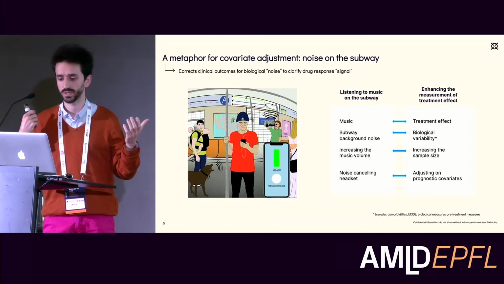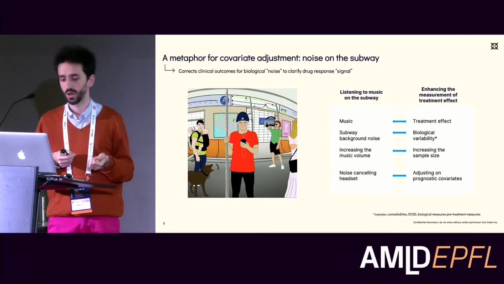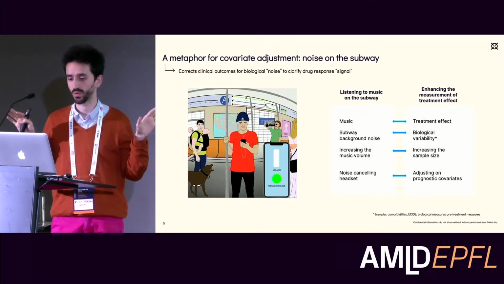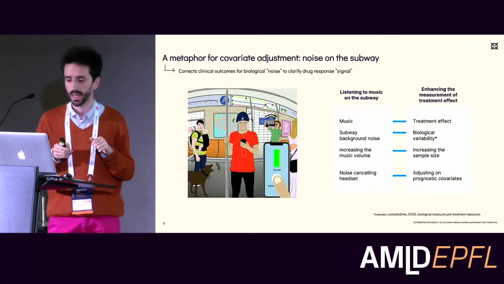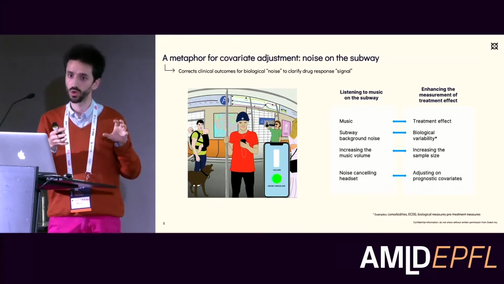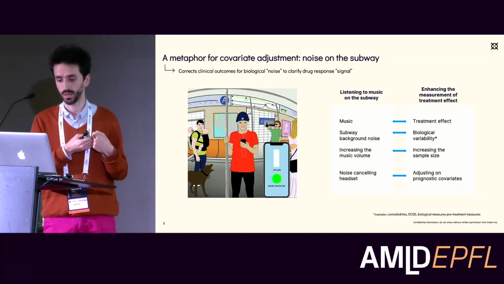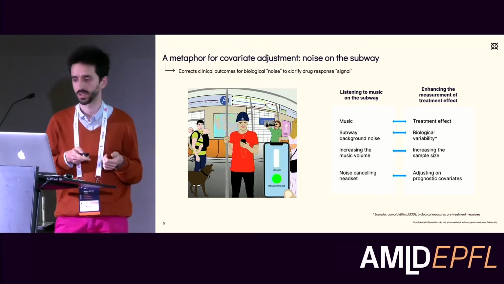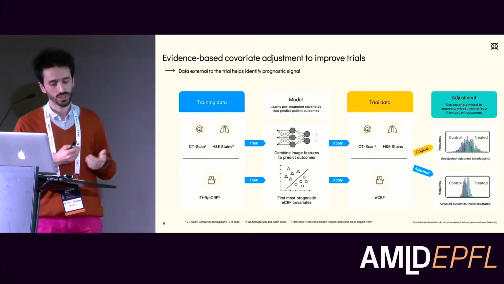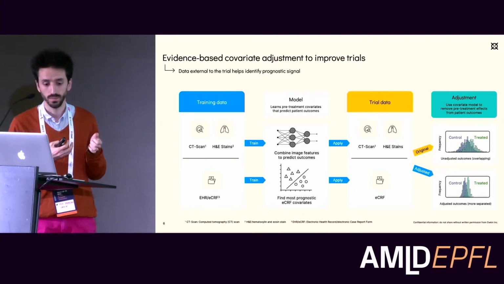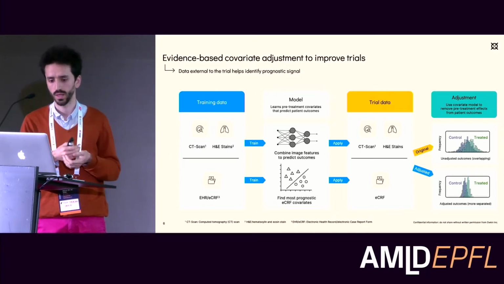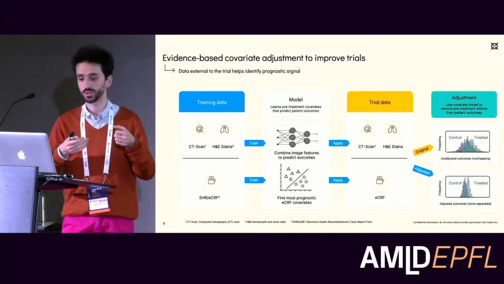In the clinical trial, that would be increasing the sample size. Or you can have a noise-cancelling headset that's going to actively cancel the background noise around you. The equivalent in the clinical trial would be adjusting on prognostic covariates, so removing the noise that is stopping you from listening to the treatment effects. Covariate adjustment is not something new. We propose to do it in a more evidence-based way than what was done before, maybe. And what does that mean?